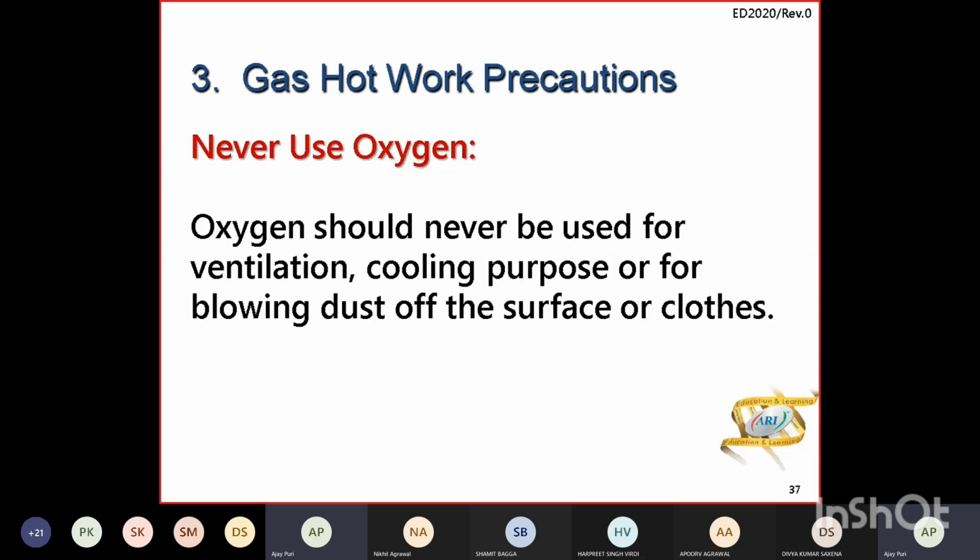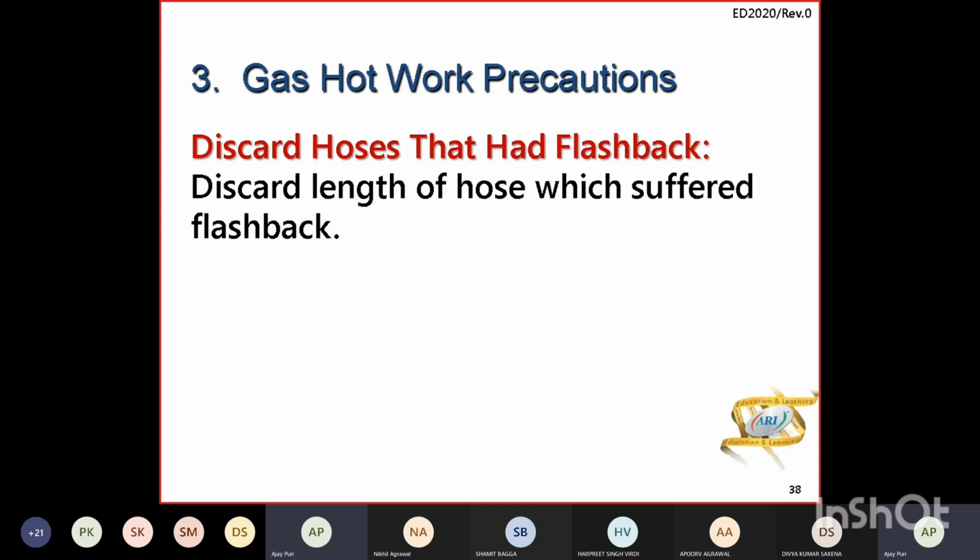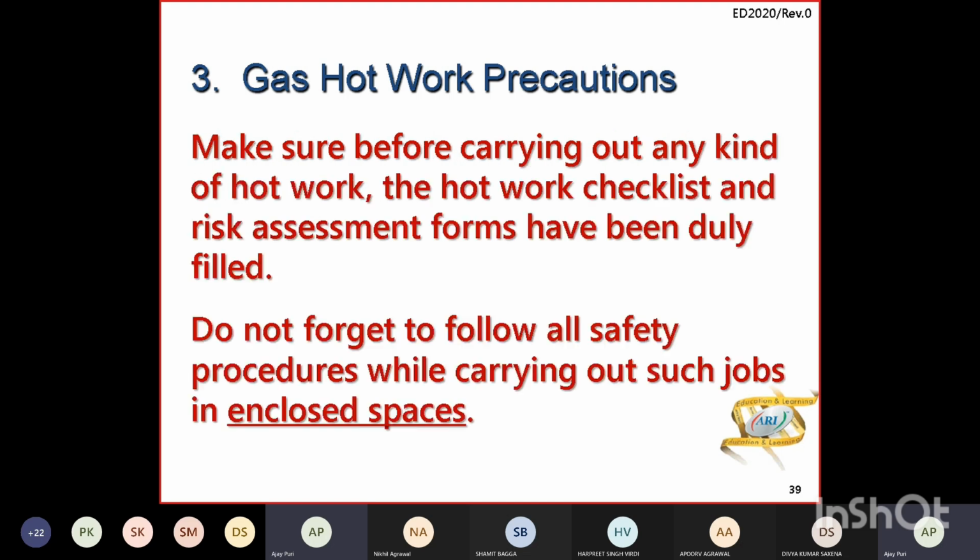Oxygen should never be used for ventilation, cooling purposes, or for blowing dust off the surface or clothes. Discard the length of hose which has suffered any flashback, because that hose will be rejected. Make sure that before carrying out any kind of hot work, the hot work checklist and risk assessment form are duly filled. Do not forget to follow all safety procedures while carrying out such jobs in enclosed spaces.